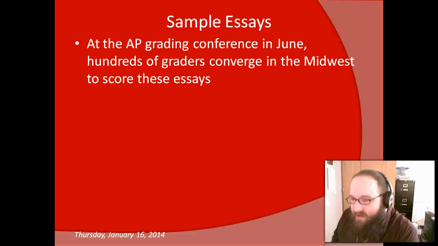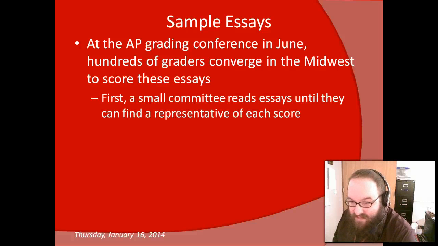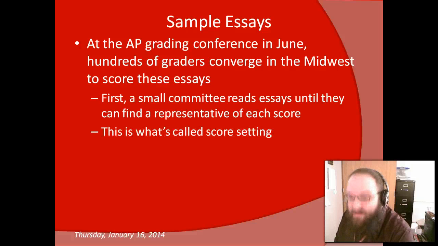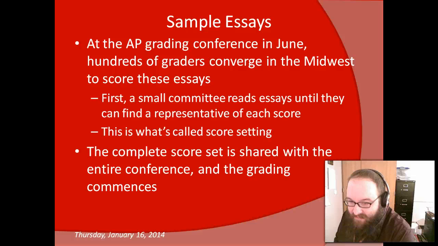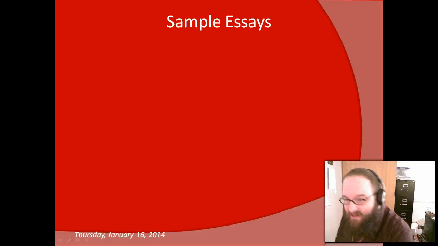At the AP grading conference in June, hundreds of graders converged in some city in the Midwest, at several cities actually, to score these essays. First, a small committee reads essays until they find a representative of each score. They read a few dozen essays until they find a 9, an 8, a 7, 6, etc. This is what's called score setting. The complete score set is then shared with the entire conference and the grading commences.